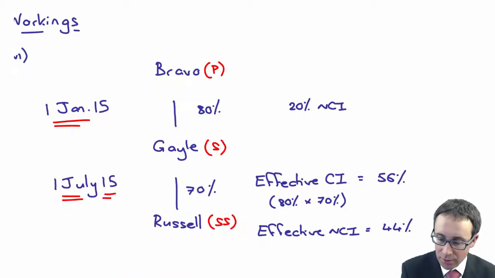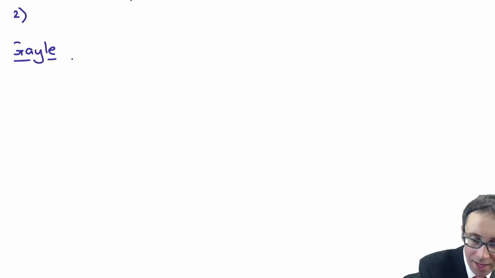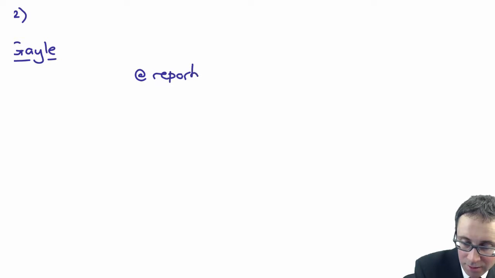So what I would then start to do is play around with the net assets. So working number 2. And have a look, first of all, at Gale. Okay. So we're looking there, is it at the reporting date?